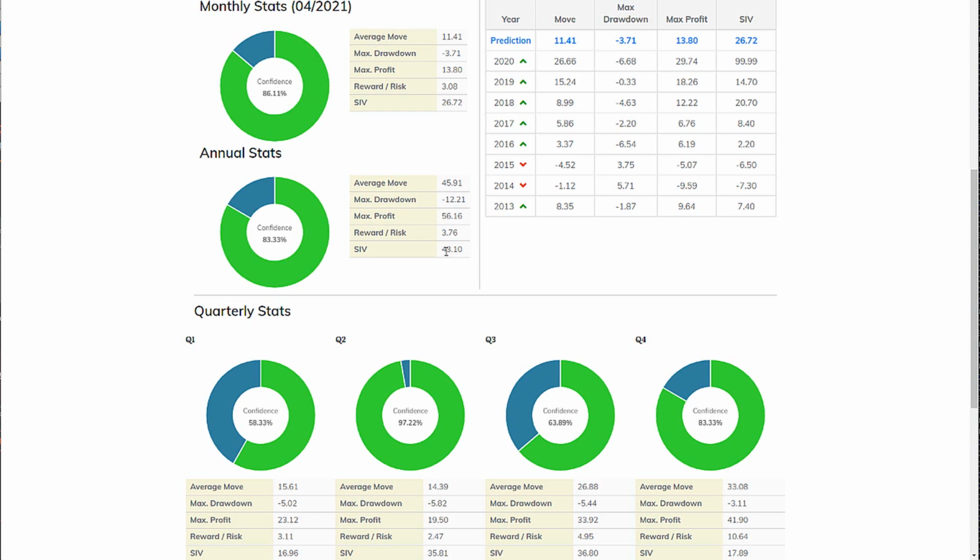So in order to avoid consolidation patterns, you want to always make sure for bullish the SIV value is above 10 or below 10 for bearish. Okay, this means it's going to move. It means we could have a good reward risk ratio out there. So that's the annual statistics.